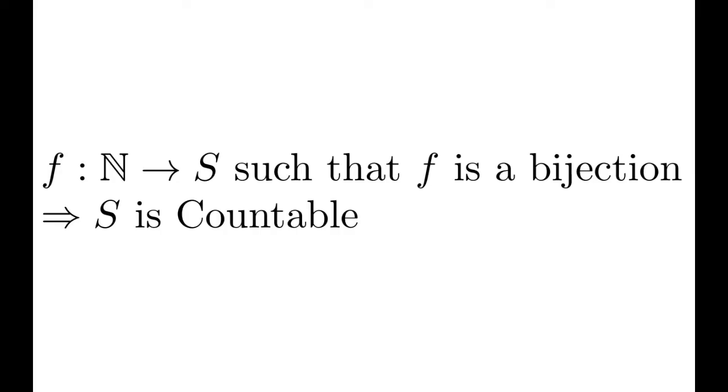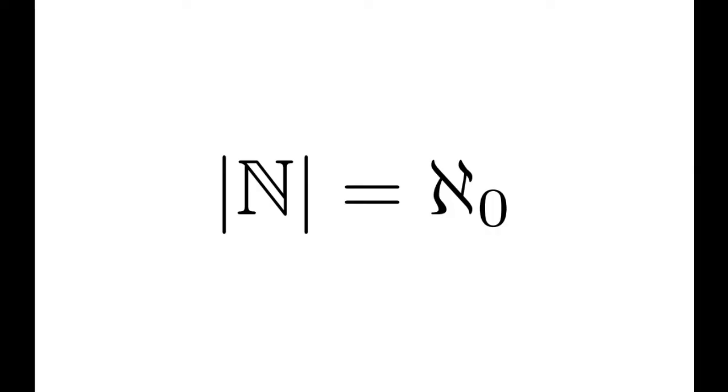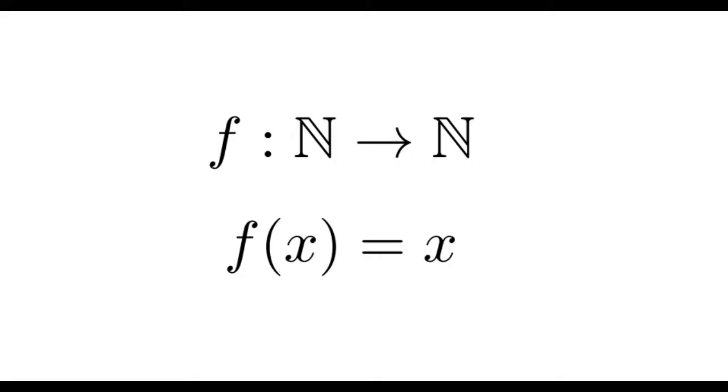Let's start with countable. Suppose we can find a function f from N to S such that f is a bijection. Then S is considered to be countable. We denote the cardinality of N, or the number of elements within the set, to be aleph-naught. Notice N is countable because a bijection is formed when we choose f to be the identity function.